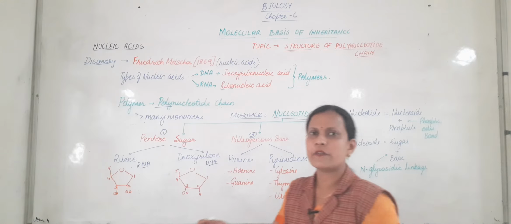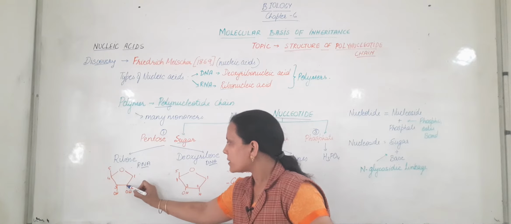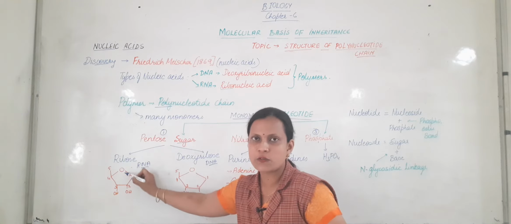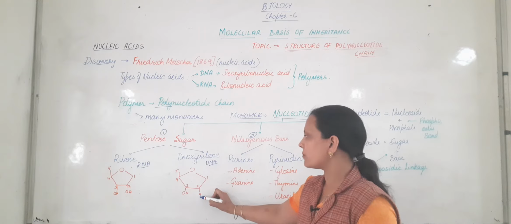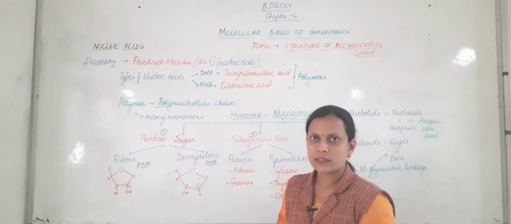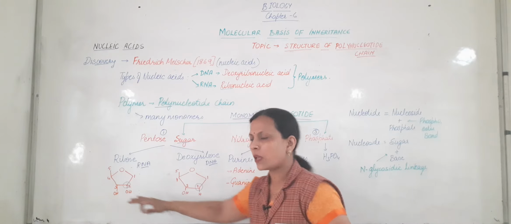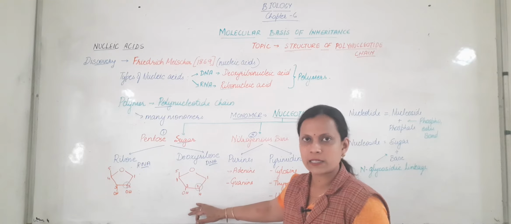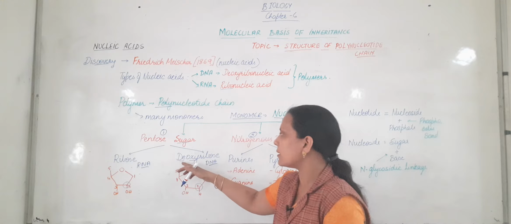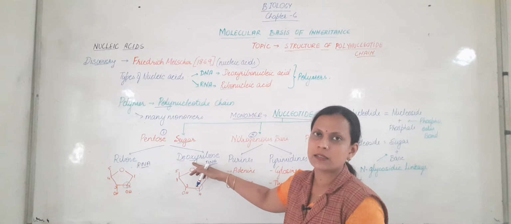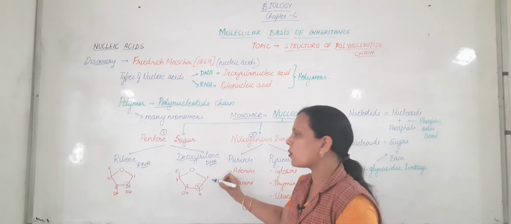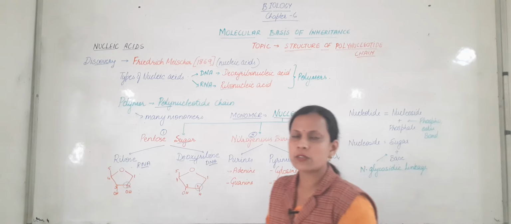Now, there is a slight difference between the two sugars, that is, you can see at carbon number 2. Carbon number 2 has a functional group OH in case of ribose, where it is H in case of DNA or deoxyribose. So, there is a slight difference. Here two functional groups are present, while here only one functional group is present. This is deoxy. You can resemble in the name, D is the deficiency, oxy for oxygen. So, there is a deficiency of a single oxygen in deoxyribose sugar. So, this is all about the sugar.